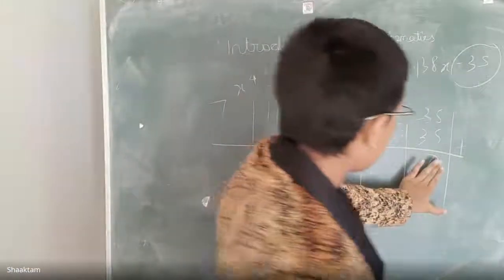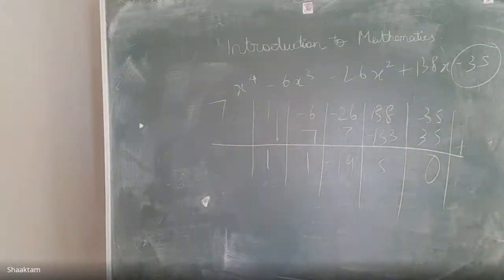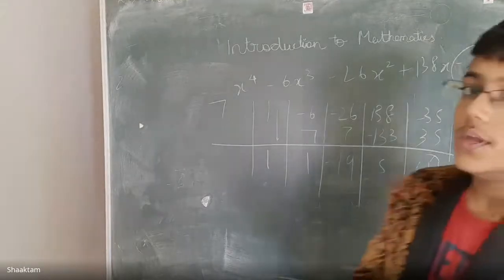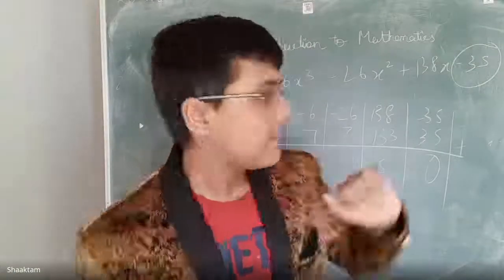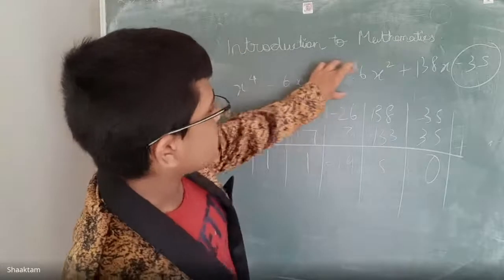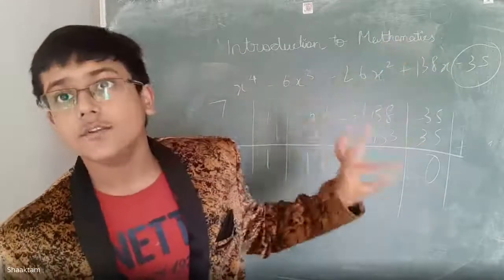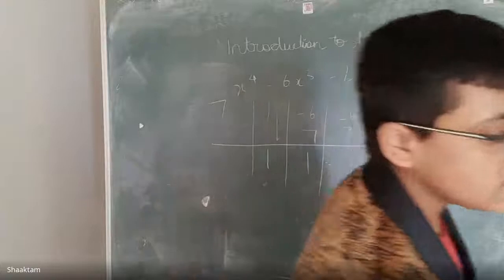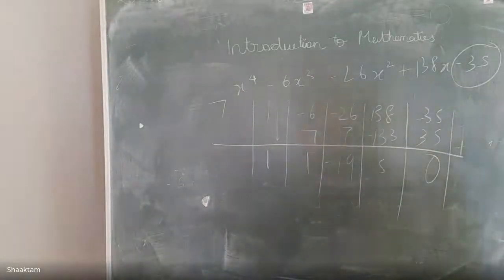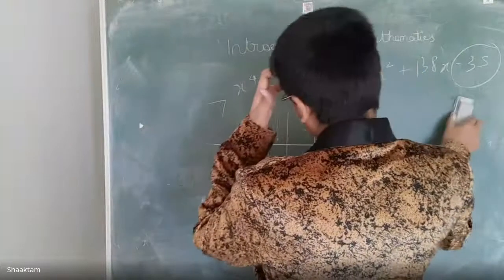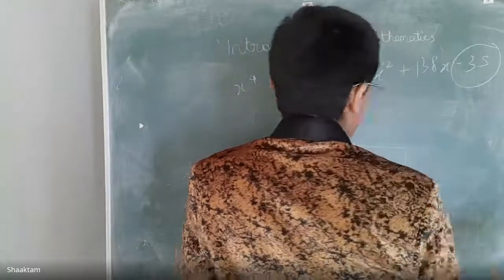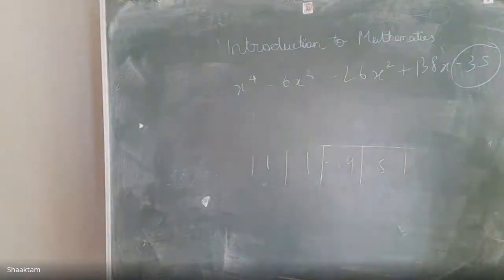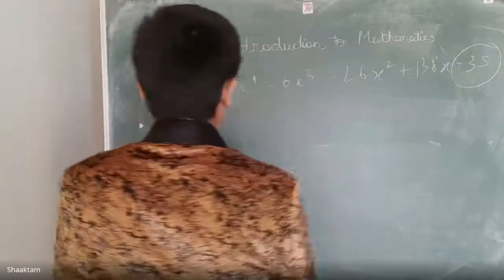So our aim exactly in this is to get 0 over here. Now when we get the 0, we can say that 7 is a value which will satisfy the equation formed if I equate this polynomial to 0. So if I put 7 into x raised to 4 minus 6 x cube, and all the other places, you'll get 0. Fine. Now I have 1, 1, minus 19 and 5. So what I do now is make another table only with these 4 values: 1, 1, minus 19 and 5.